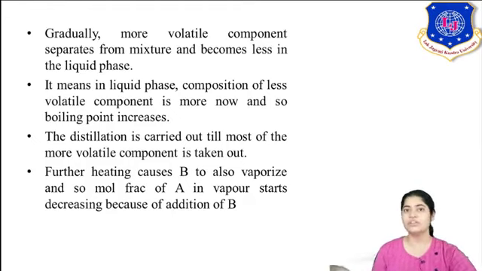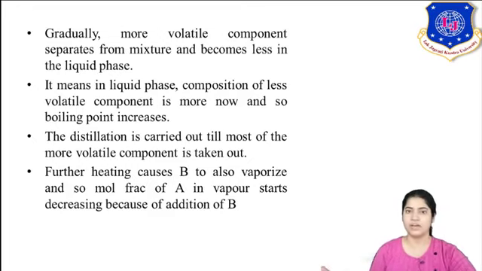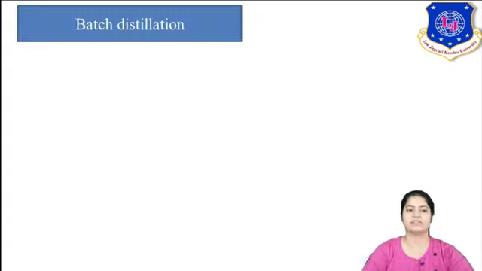Now if I continue this process, B will start to vaporize. So in the vapor phase, with A, B will also start coming. Initially, A was very high in the vapor phase, so its mole fraction was high. Now B is also coming into the vapor phase. So the mole fraction of A in the vapor phase will decrease, right? That is how your process takes place.